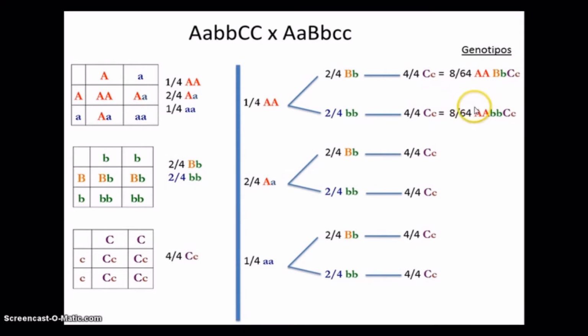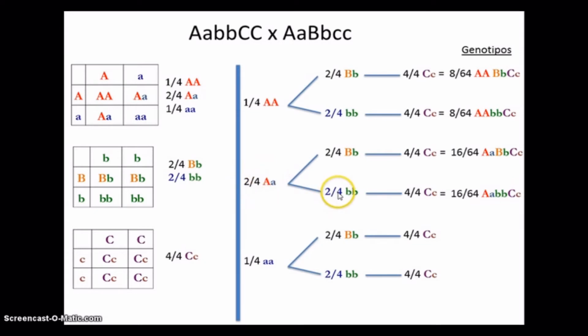We are going to do the same with the other ones, and you see that 8/64 in the second combination is going to be capital A, capital A, small b, capital C and small c. We are going to do the same thing. We are going to multiply the numerators and the denominators for each combination, and we see that in the second combination we have 16 per 64, which have a genotype of capital A, small a, capital B, small b, capital C and small c, and that's like a perfect heterozygote, and it has all the combinations of genes, you see.